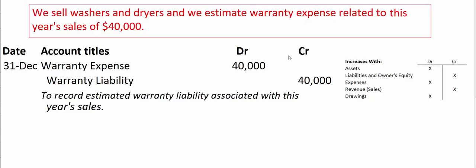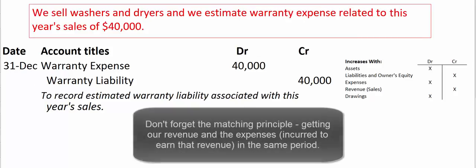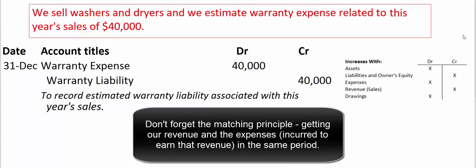So please note that we aren't going to be paying anybody. We aren't going to be replacing any parts. We aren't going to be doing any work on these washers and dryers until next year, but that expense shows up in this year with this adjusting journal entry. And that way we match our expenses and our revenue. We get this expense into the same year that we earned that revenue.